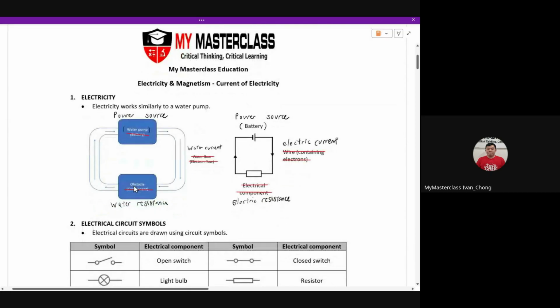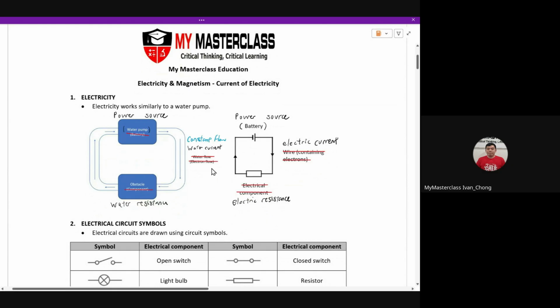So on the left, you have a water pump, right? You have this power source that's actually pushing the water, and then you have your water current over here. And just take note, this will be a constant flow. Okay, so let me just write down: there will be a constant flow. After that, you have your obstacle over here.